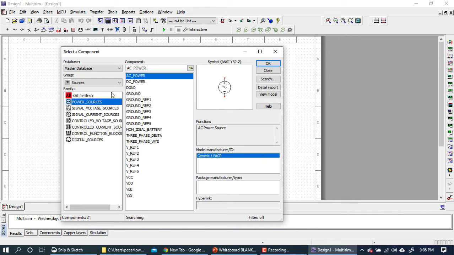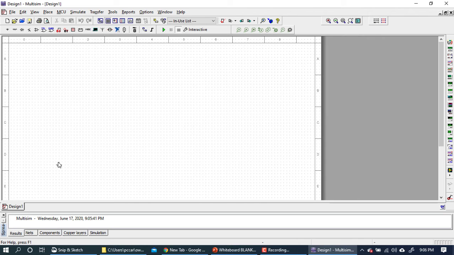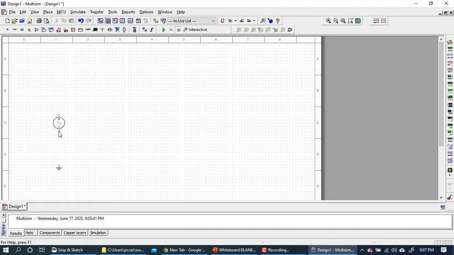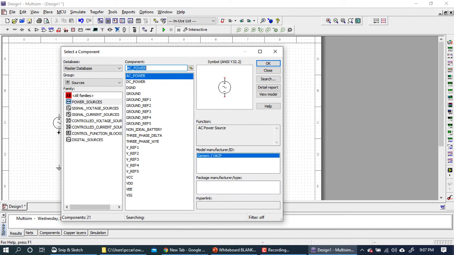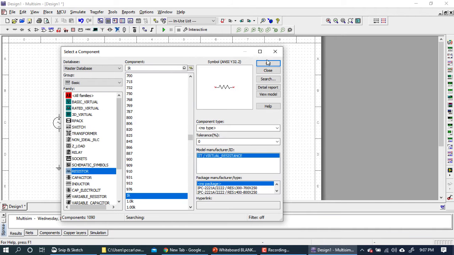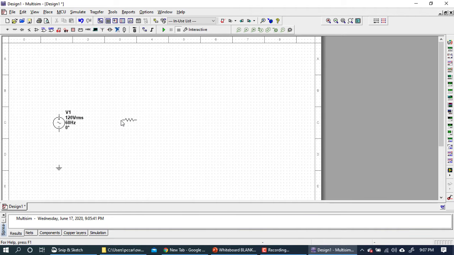I'm going to go to my power sources. I always select the ground first, and I'm going to place that here. And then I'm going to get an AC power source, which is basically a sine wave source. And then I need a load resistor. I don't have to have one, but just so that we can have a complete circuit, we're going to put something in here. It could be a light bulb. It could be just about anything, but a resistor would be the simplest thing to put. I don't really care what the value is.